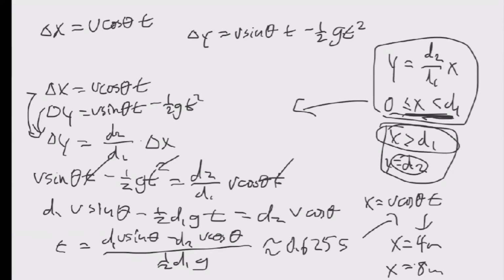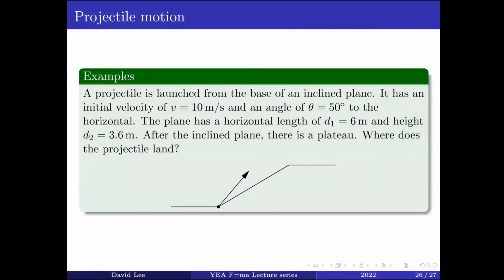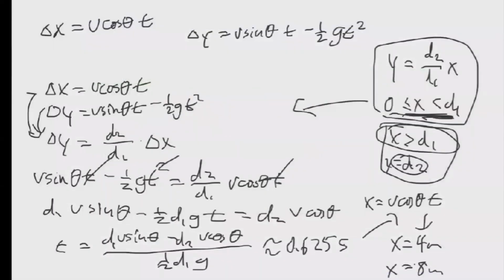All right, but anyways, if we go back to the original problem, it asks us where the projectile lands, right? So we already calculated our x, we just need our y. We can plug this into our third equation, and this becomes 2.4 meters. And so that's our solution.